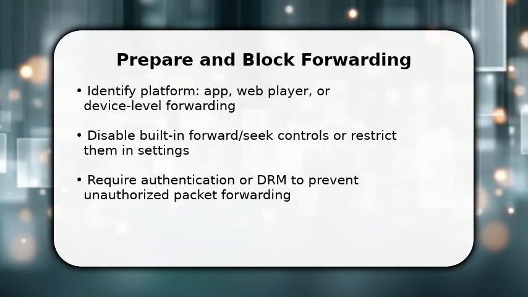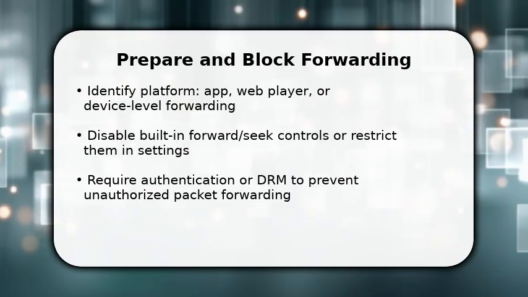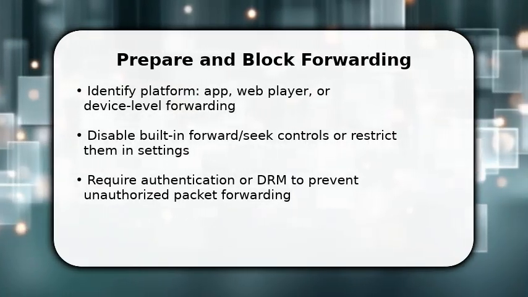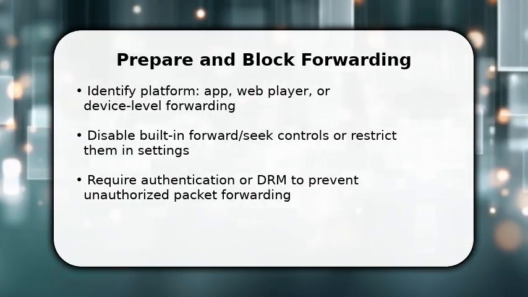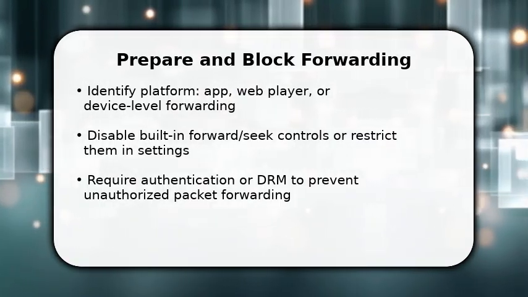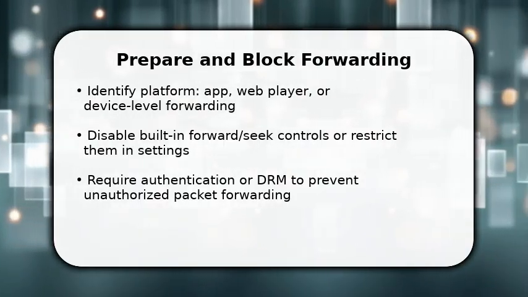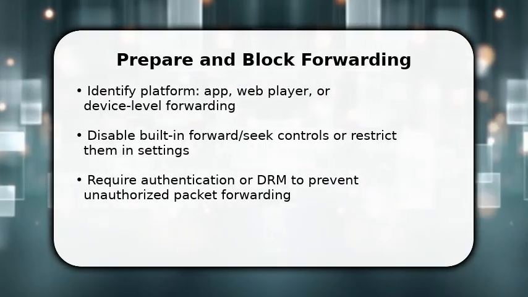Enjoy the video. You start by confirming where forwarding happens: in-app, browser, or at the device level. Once you know the source, go to the playback settings and turn off fast forward and seek controls, or set them to limited mode. Make sure to enforce authentication, or DRM, if available, so streams cannot be relayed. Doing these first actions locks the common paths for forwarding and gives you control over who can manipulate timeline navigation.